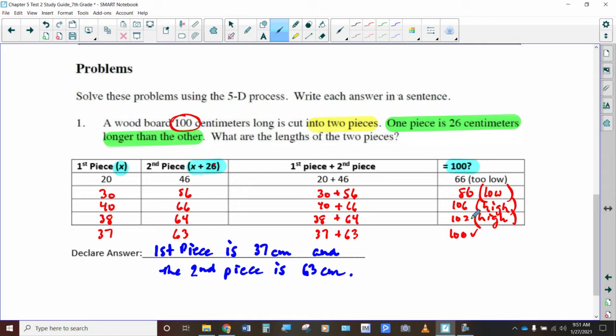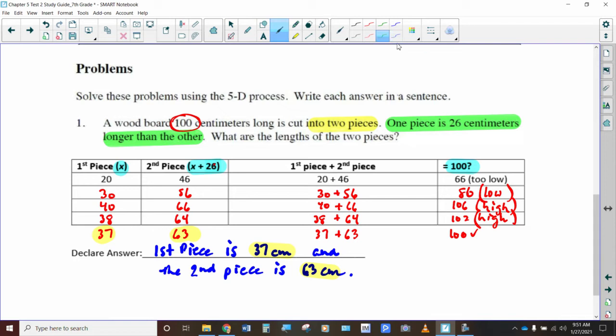But 38 was still too high, so I went to 37. And so after 1, 2, 3, 4, 5 guesses, 37 plus 26 is 63. And when you add 37 and 63 together, you get 100. So that means we've got our answers. The two pieces must be 37 centimeters for the first one and 63 centimeters for the other one.